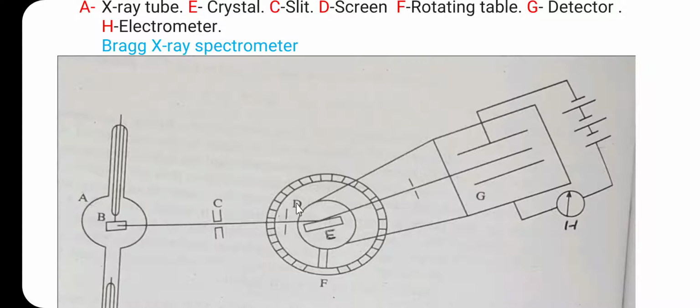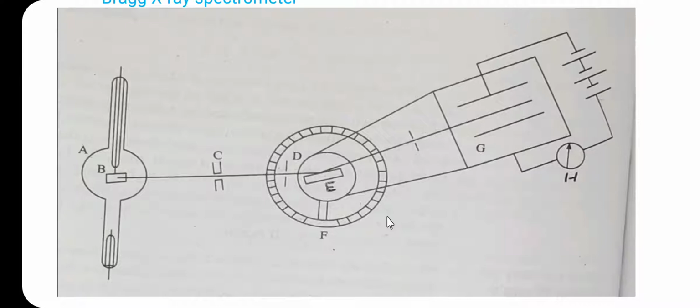So friends, once again let us consider the diagram. A is the X-ray tube, E is the crystal, C is the slit, D is the screen, F is the rotating or turnable table, G is the detector, and H is the electrometer. What is important here is E, the crystal. So this is the Bragg's X-ray spectrometer.